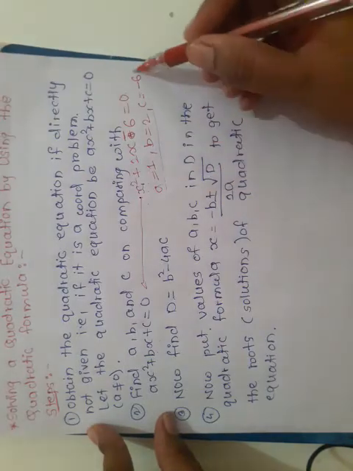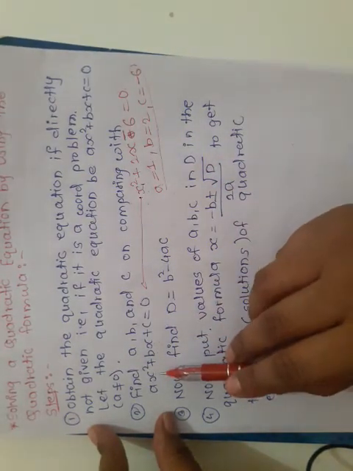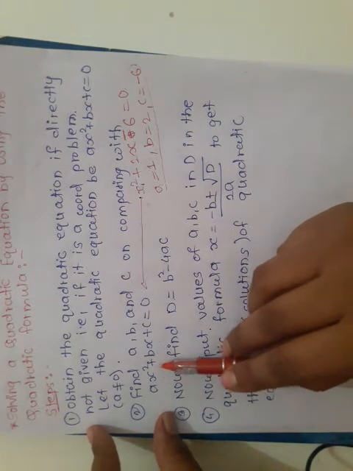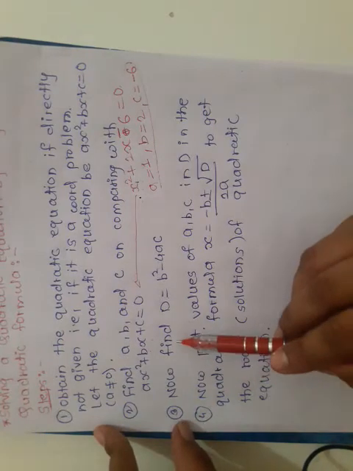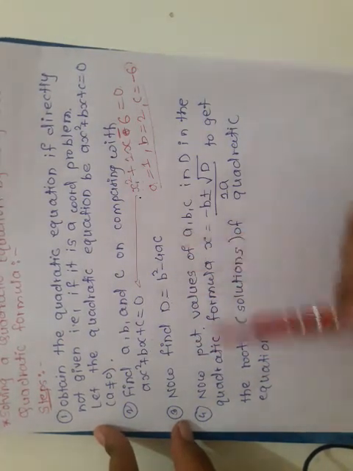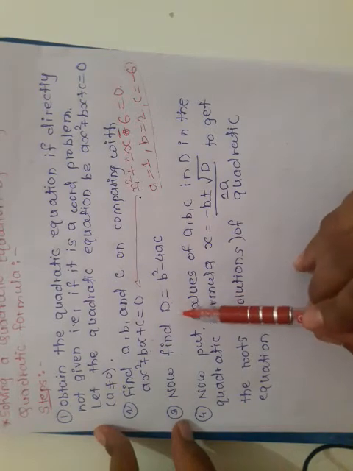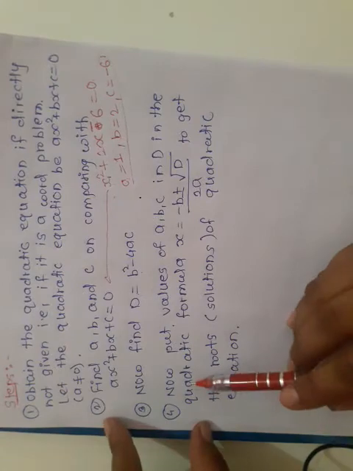Means we have to find out all these three values of a, b and c after comparing with ax square plus bx plus c, the general form of a quadratic equation. Now the third step is what? Find D, capital D is equal to b square minus 4ac. We have to find out first capital D is equal to b square minus 4ac.